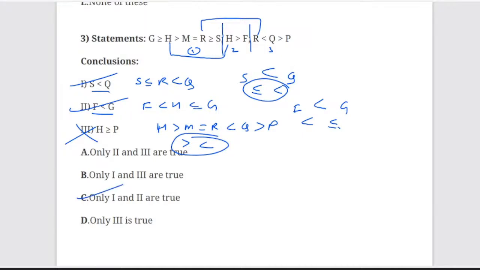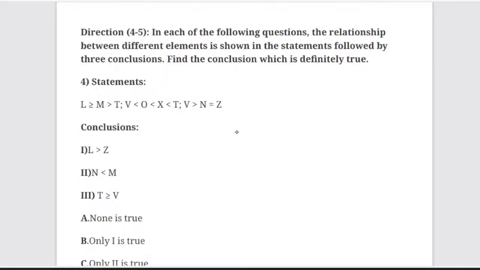Next, question number 4. First, again, this question also 3 statements are given. First, second, and third. Now, first conclusion is L is greater than Z. Before that, we need to find out where is L, where is Z. So from first to third, how we can go? Oh, we cannot go from first to third. So from first to second, yes, from first to second we can go by T, and from second to third we can go via V.